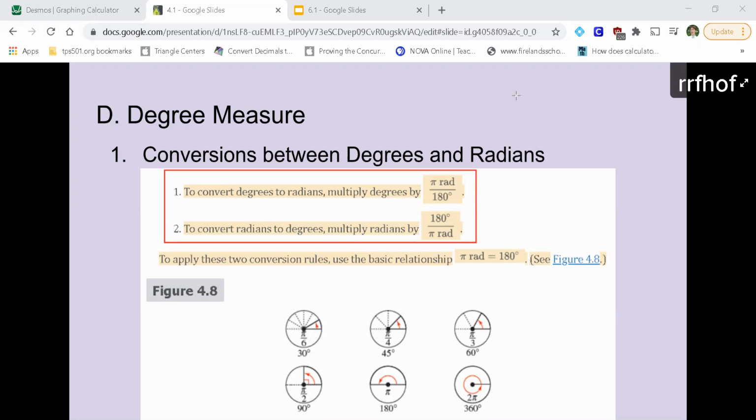Pi over 6 is 30 degrees. Pi over 4 is 45. And pi over 3 is 60 degrees. Pi over 2 is 90. Pi is 180. 2 pi is 360.